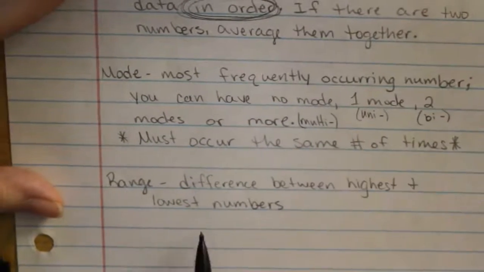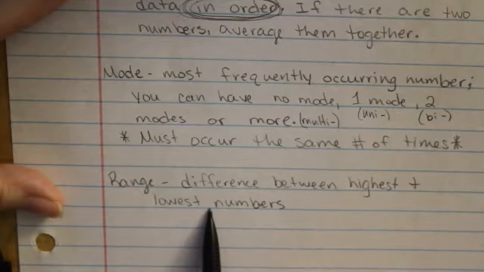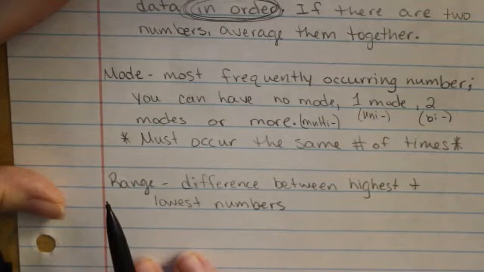And then the range is simply the difference between the highest and lowest numbers. That's why we need to put them in order, so that we can see exactly what the highest and the lowest numbers are. I'm going to show you an example.